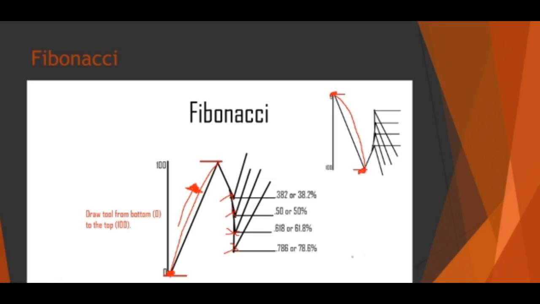So when the pullback is shallow, it's a fast trend. When it's deep, it's a slow trend. The 50 and 61.8 are what we focus on. And that's what you're going to want to start focusing on when you're putting together all your reasons for entry. We haven't even learned how to enter a trade yet, have we? No. We are putting together all of our reasons still.